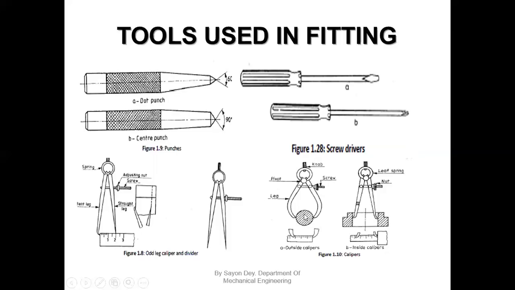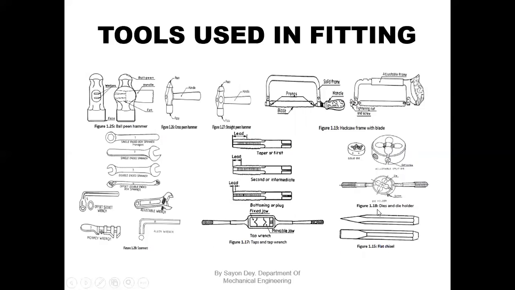This is the outside caliper to measure the outside diameter. This is the inside caliper to measure the inside diameter. Next, other tools are there, like ball pein hammer, hacksaw. There are various types of saws. Hacksaws are there. Spanners, taps, tap wrench. This is the die. Actually, we use tap for internal threading, and we use die for external threading. This is a threading tool.